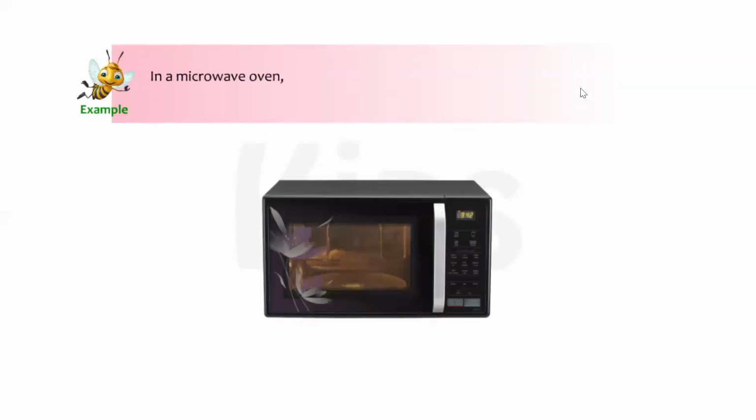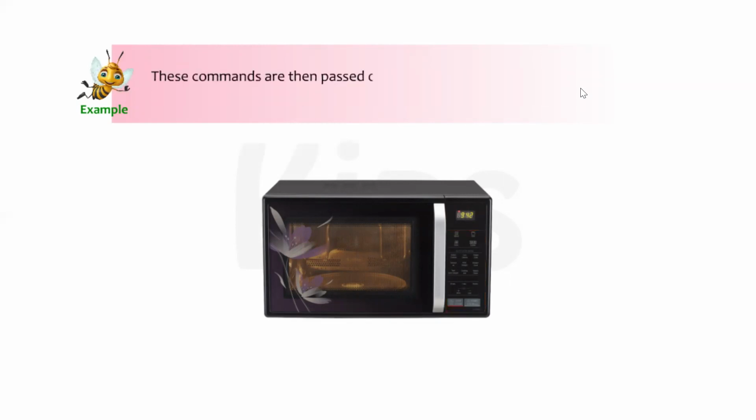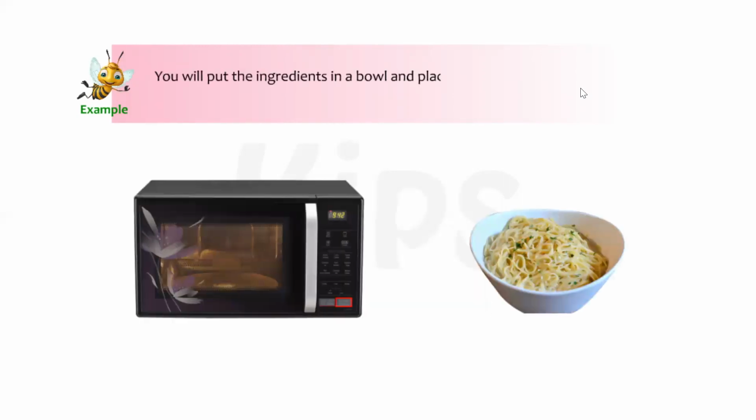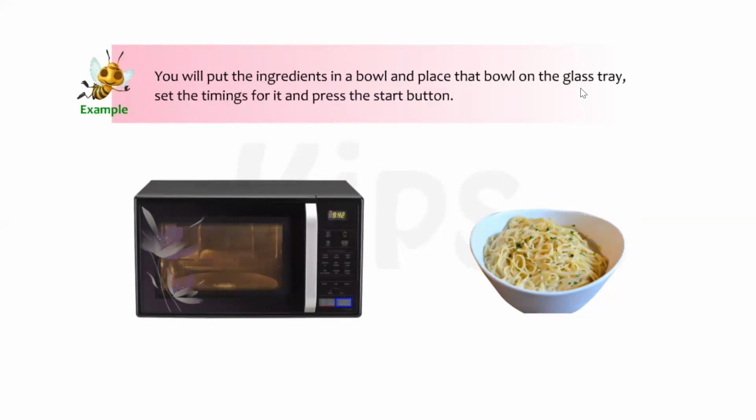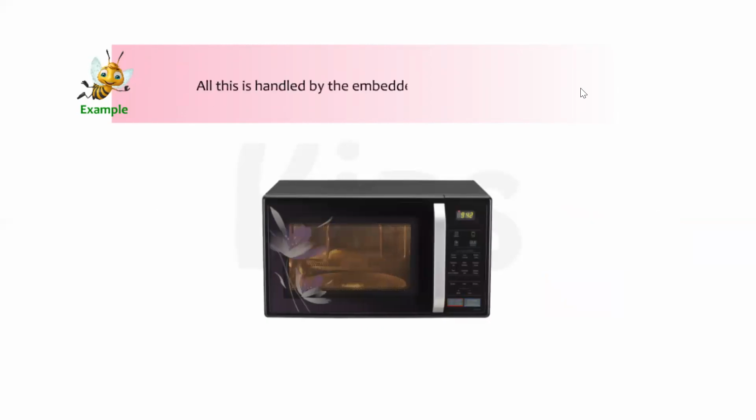In a microwave oven, the role of embedded system is to take instructions from the user through the keypad and translate them into commands. These commands are then passed on to the microwave to obtain the desired output. Suppose you want to cook noodles in a microwave. You will put the ingredients in a bowl and place that bowl on the glass tray, set the timings for it and press the start button. The microwave will stop as per the timings set for cooking the noodles. All this is handled by the embedded computer of the microwave.